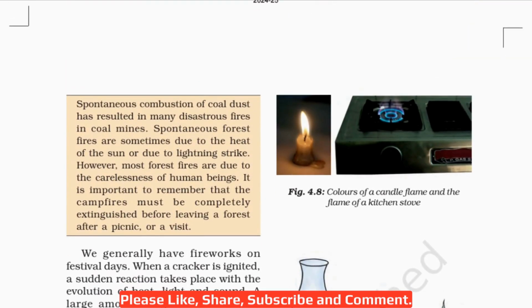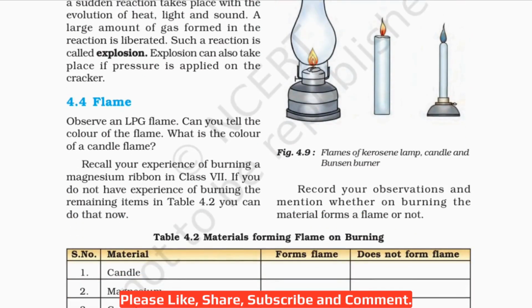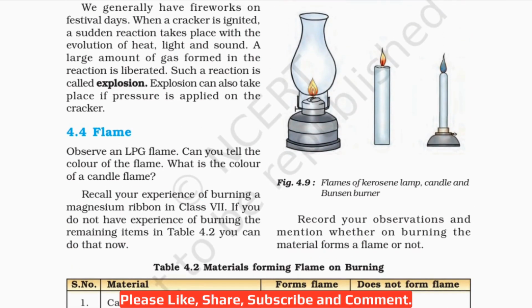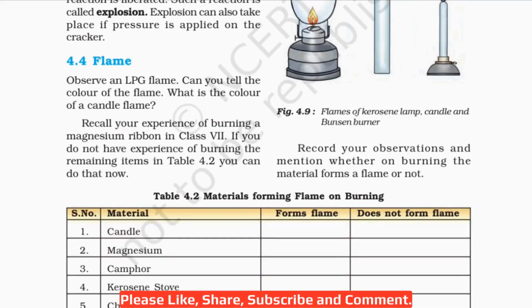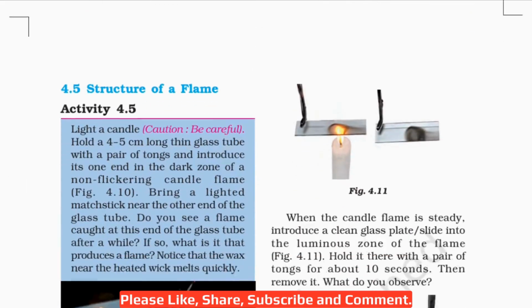Now let's see here. See this figure 4.8. Colors of a candle flame and the flame of a kitchen stove. See, kitchen stove you can see this is blue in color and this is yellow in color. And why this is blue and why this is yellow, I will tell you with the structure of candle. Further, see here, these are 3 different types of burners: kerosene lamp, a candle, and a Bunsen burner. And you can also see the colors of the flame. You can differentiate red clearly, yellow clearly, then blue clearly, right? Now record your observations and mention whether on burning the material forms a flame or not. This we have already done, table 4.2.